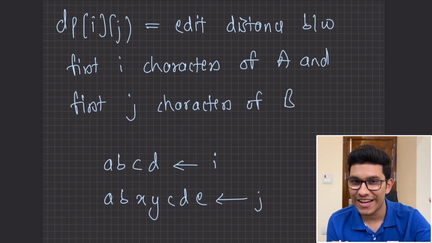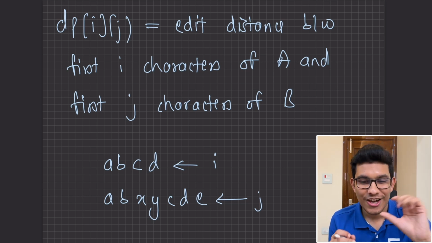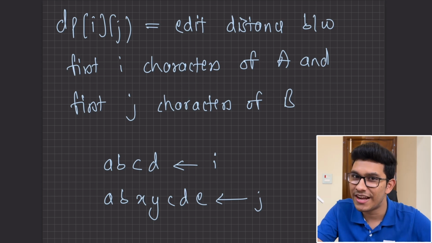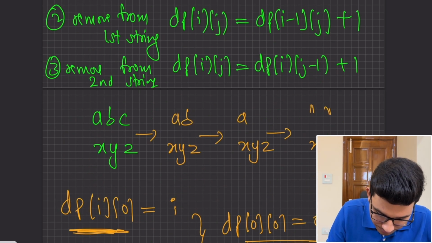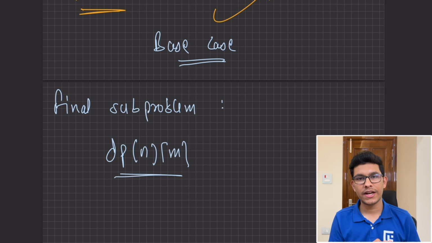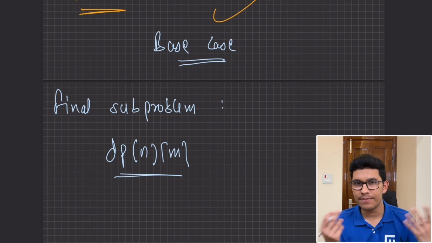How many characters of A are given to us initially? N characters. How many characters of B are given to us initially? M characters. So can I say the final subproblem will be dp of n comma m? Correct? So this is the main idea behind this problem.